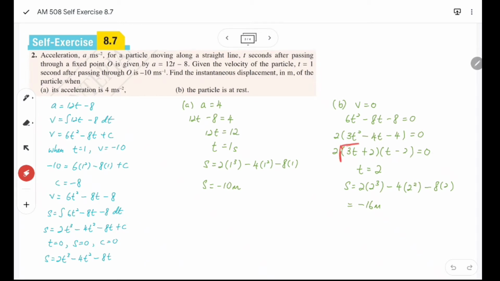We get 3t plus 2 equals 0. We get a negative value of t, which is negative 2 over 3. We can ignore the answer because t is always positive. Okay, we are talking about time. So we only use t equals 2. So when t equals 2, the instantaneous displacement will be 2 times 2 cubed minus 4 times 2 squared minus 8 times 2. And we get s equals negative 16 meter.